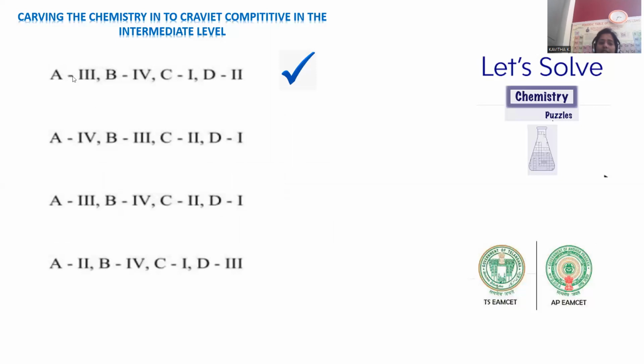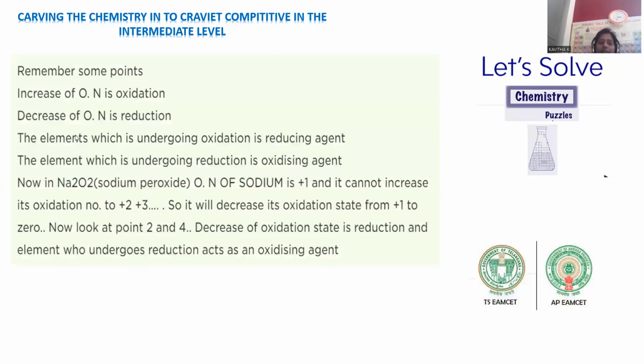So this will be the correct mapping of all the list 1 elements with list 2. Let's see one by one. Remember, whenever sodium peroxide is taken, in the sodium peroxide, being a peroxide, sodium exists in +1, and it is not possible to get +2 and +3 as well.